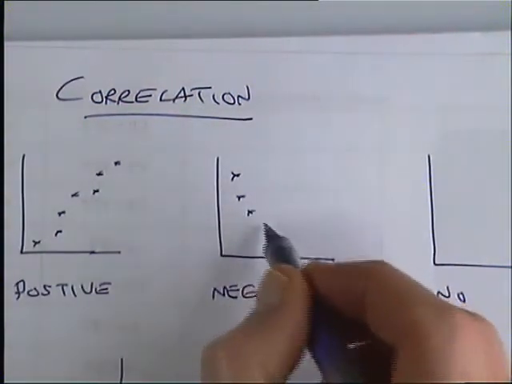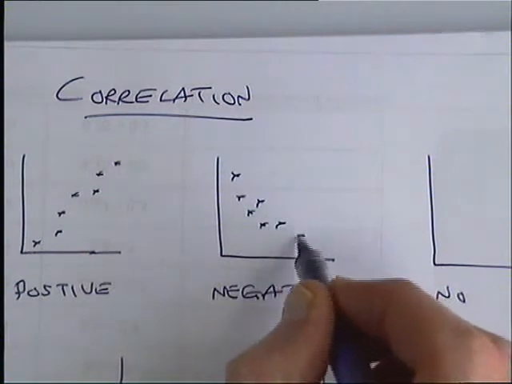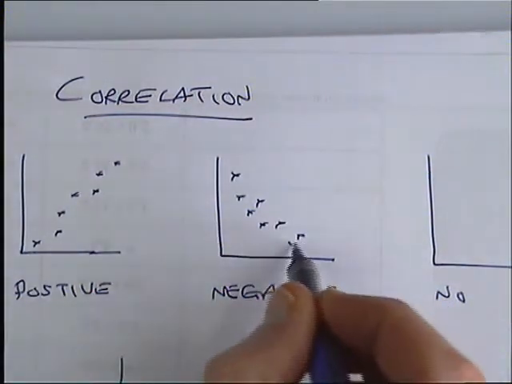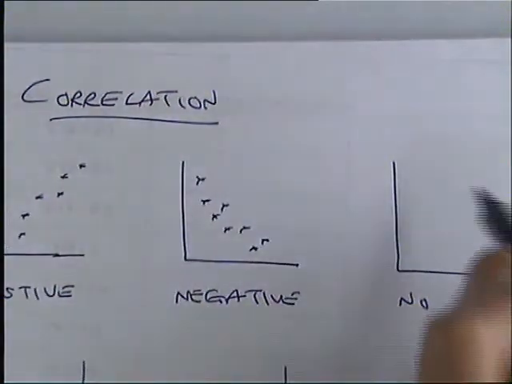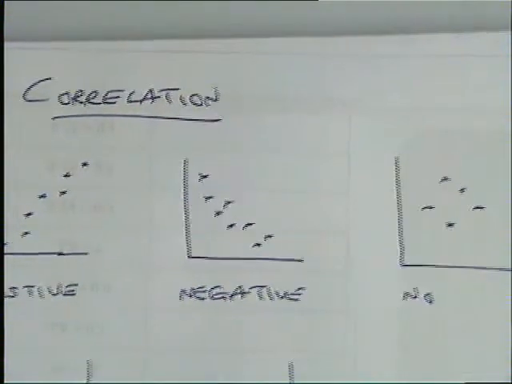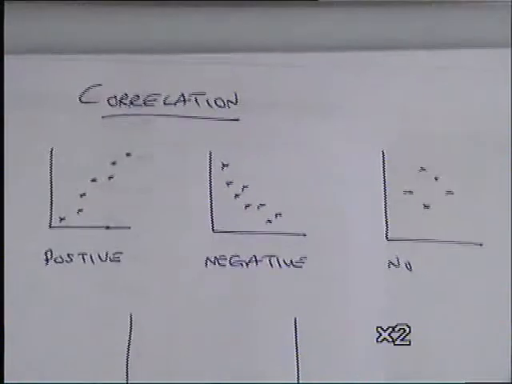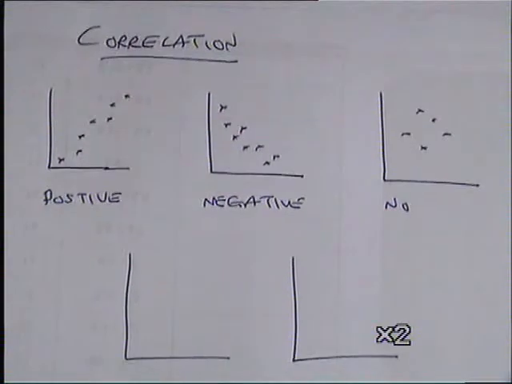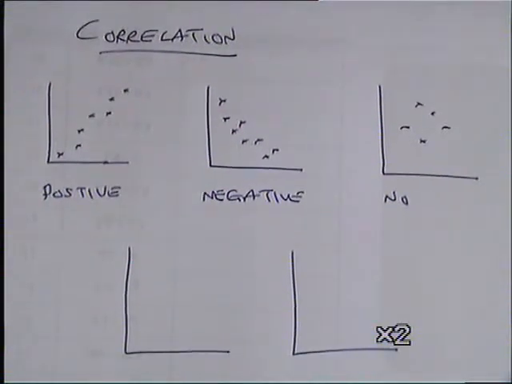If they're showing a downhill pattern, that would be called negative correlation. And if they were showing no sort of pattern at all, then that would be described as no correlation. So we have positive correlation, negative correlation, or no correlation. And it's always looking at, is there a straight line pattern there?